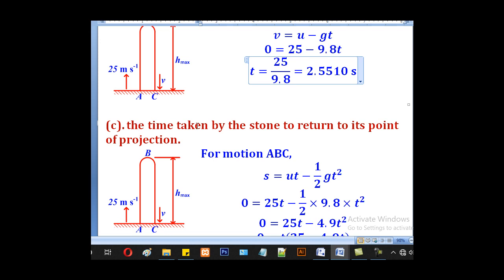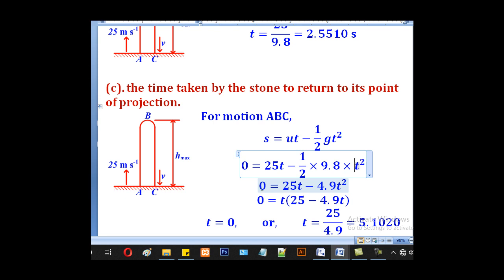Part C, the time taken by the stone to return to its point of projection. In other words, this stone has to move from here through B and back to the point of projection. So we shall consider motion ABC. If you consider that motion, you realize that the displacement is 0. Why? Because it returned to its point of projection. Therefore, we shall use the second equation of motion, whereby displacement is 0, initial velocity is 25, g is 9.8, and t is that which we want.